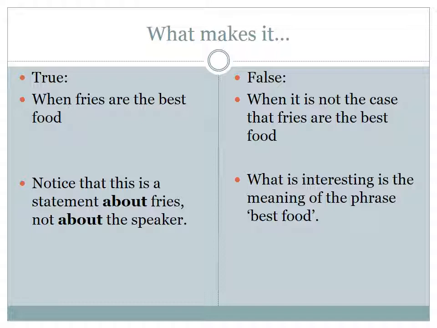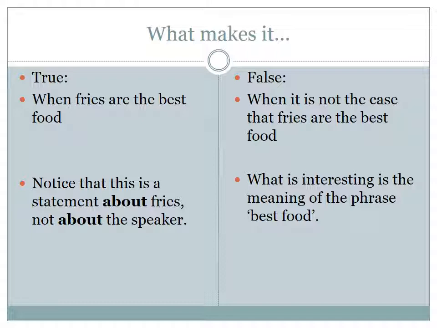Think of it this way: if you change the person who says "I like fries," that might change its truth status, right? One person says "I like fries" and they actually do; they're saying something true. Somebody else says "I like fries" and they don't; they're saying something false. Here, when you say fries are the best food, the statement is about fries. It doesn't matter who says it; it's either true or it isn't.